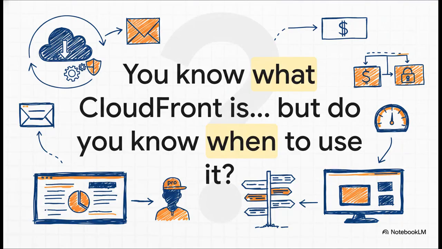Look, you probably already know CloudFront is a content delivery network, a CDN, but the real test, the thing that really matters for your projects and, let's be honest, for the certification exams, is knowing when to pull which lever. Are you really making the most secure, the most performant, and the most cost-effective choices? That's what we're here to nail down.